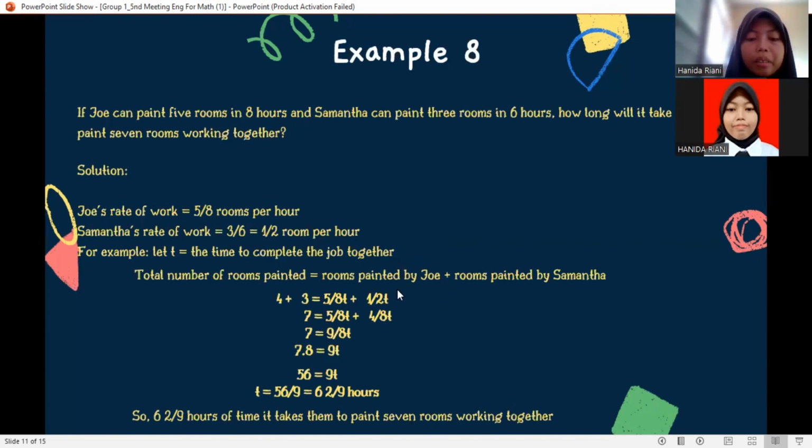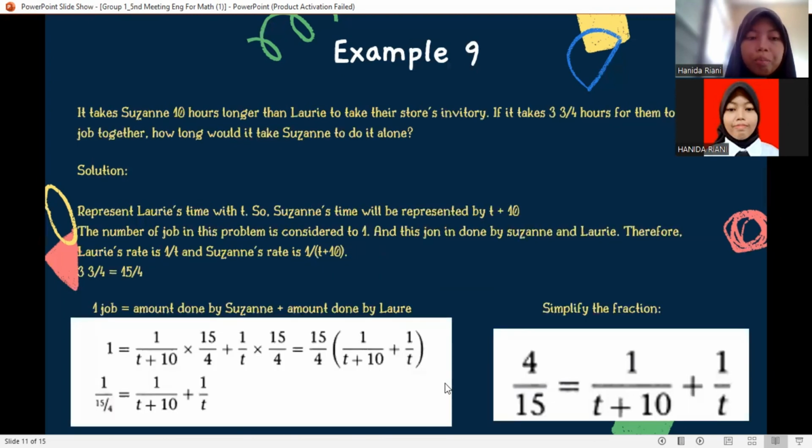From the equation, we have the value T is 56/9, which equals 6 and 2/9 hours. So 6 and 2/9 hours is the time it takes them to paint 7 rooms working together.